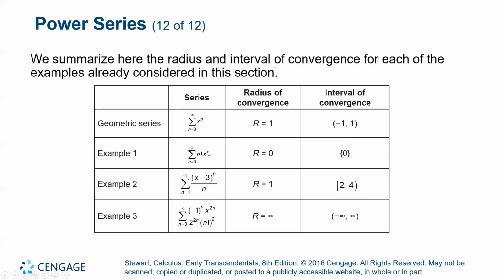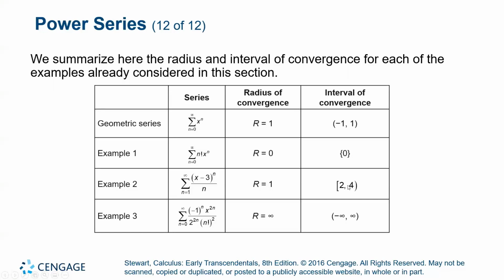In the next example we looked at today, we had n factorial times x to the n, and we found that there's only one single point where this series converges, and that's the point where x equals 0. So that has a radius of 0. There's only one single point, so there's no radius at all, just one number. Then x minus 3 to the n over n, this one is from the book, you find that the radius of convergence is 1. This is a power series centered at 3. 3 is our a. Notice our interval is centered at 3 and goes 1 in either direction. 3 minus 1 is 2. 3 plus 1 is 4.